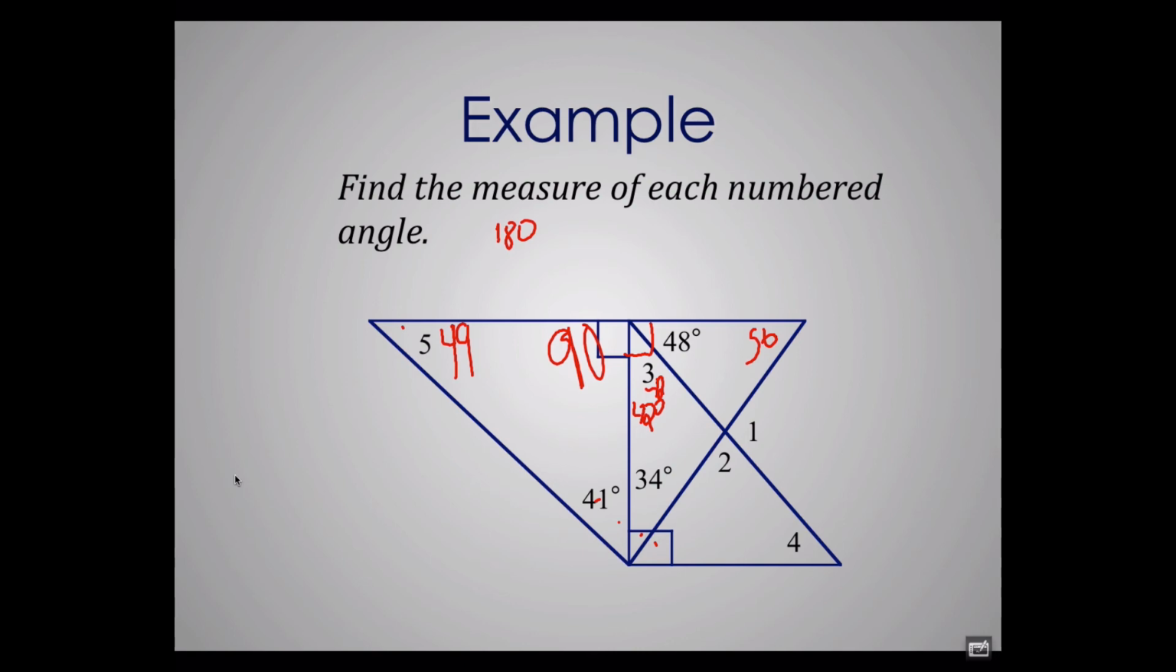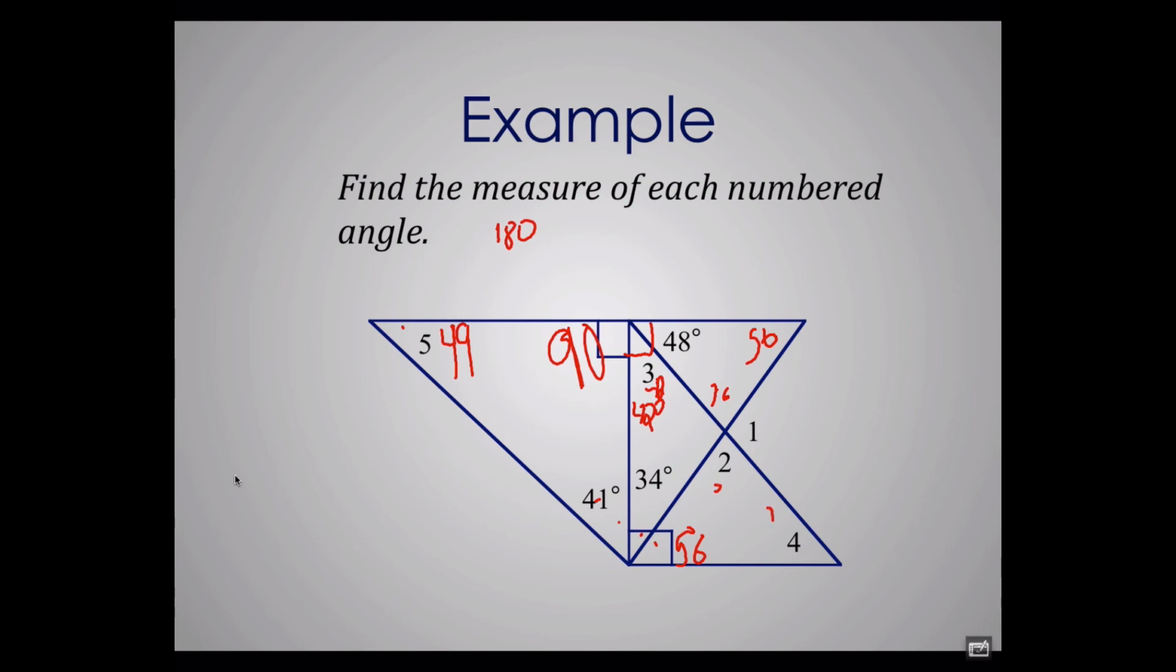All right, good. 48 plus 56 equals 104. 180 minus 104 is 76. So this has to be 76 because of the vertical angle theorem. And then 180 minus 34 is 56. And since this is 76 plus 56 is 132, then 180 minus 132 is 48.